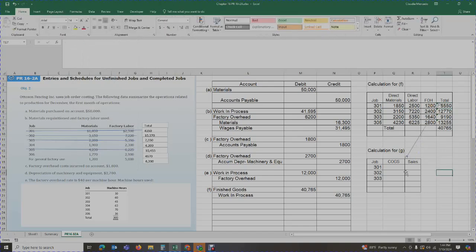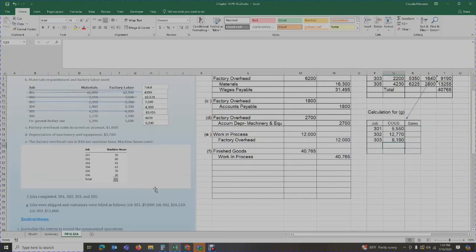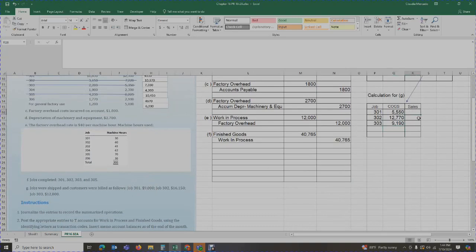Okay, so cost of goods sold, how much did I spend in materials, labor, and overhead for job 301? I spent $5,550. For job 302, $12,770. And for job 303, $9,190. That is how much we spent manufacturing those jobs. Okay. Now, how much do we sell them for? So if we look down here, they give you the sales price. So job 301 was sold for $9,000. Okay, that was the sales price. Job 302 was $16,150. And then job 303, we sold it for $12,800.